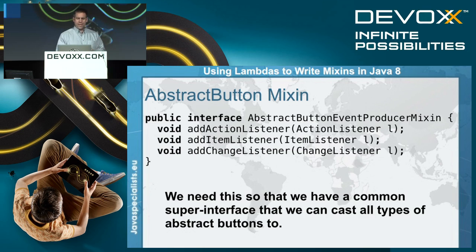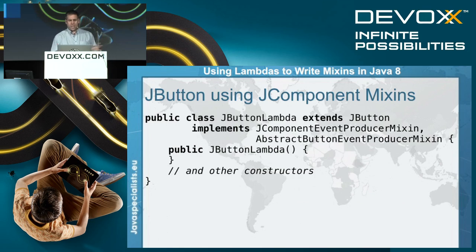So for example, if I want something which allows me to add listeners to types of buttons, I would say abstract button event producer Mixin, which I'm going to use for buttons, and this has the action event, the item listener, and the change listener. These are all different types of functional interfaces. They're already functional interfaces, but I need a common superclass for each of the different types of buttons. So here's my JButton Lambda. Public class JButton Lambda extends JButton, implements JComponent event producer Mixin and the abstract button event producer Mixin, and all the constructors that he had before.